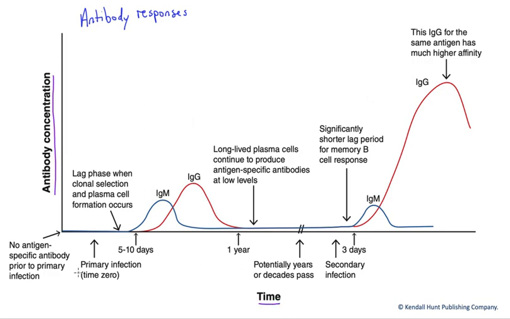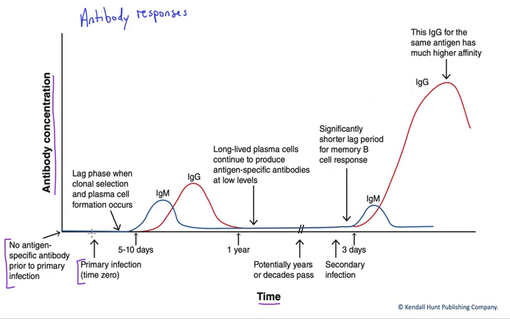And what we're going to see is that prior to our initial infection, our primary infection here, we should have no antigen-specific antibody to that foreign antigen, right? Our B cells have never seen it before, and so antibodies have never been made before.